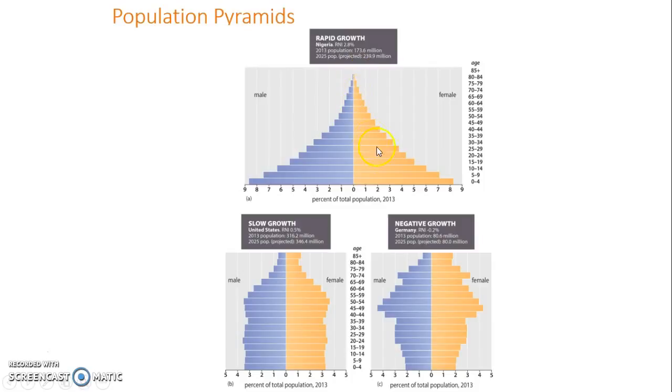One shows rapid growth. A lot of developing countries have this type of population, where most of the population, or at least half of the population, is young, under 20 years old. And other countries like the United States here have a more even distribution of ages and slow growth. And some countries like Japan or Germany or Russia actually have negative growth, meaning that their population is shrinking every year.